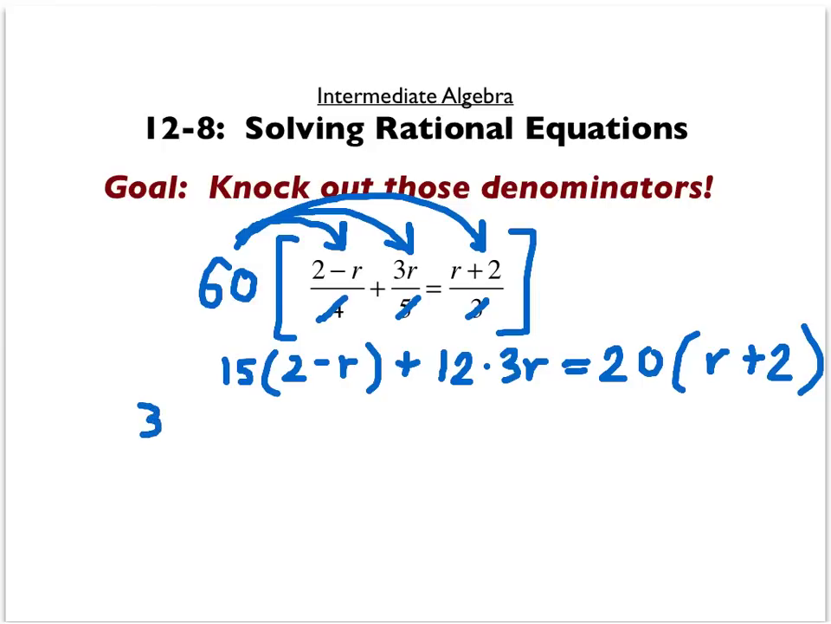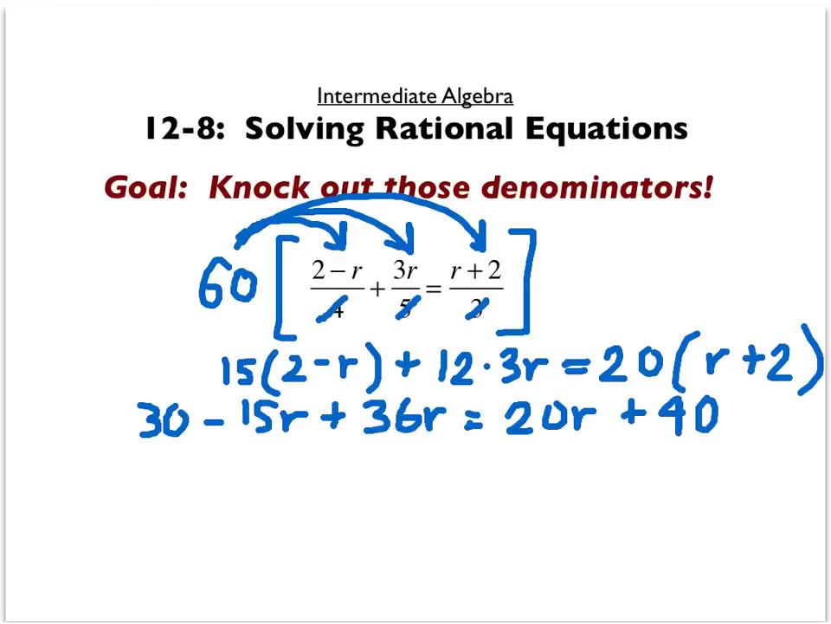15 times 2 is 30 minus 15r plus, I can multiply these together to give me 36r equaling, well, 20 times that expression will be 20r plus 40. I can simplify my left side a little bit here. I have a 36r minus 15r, so that's going to give me 30 plus 21r, since 36 minus 15 is 21. So I'm doing pretty good here.